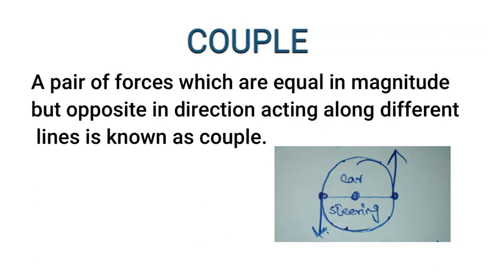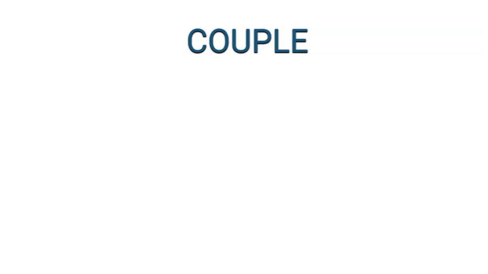But on the other hand, we have a car steering. These two forces, one in the upward direction and the other in the downward direction, have different lines of action. That's why the pair of these two forces is known as a couple. Now we are going to elaborate the most common example of the couple, that is the car steering. So it needs more attention here to understand the couple.